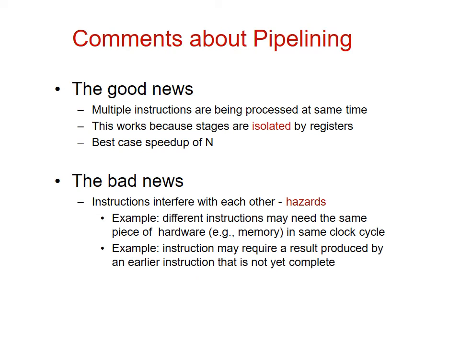Pipelines have some good news and some bad news. The good news is multiple instructions are being processed at the same time, and that works because stages are isolated by registers, giving a best-case speedup of n. But the bad news is instructions interfere with each other. That's called a hazard. For example, different instructions may need the same piece of hardware in the same clock cycle. Another example is an instruction may require a result produced by an earlier instruction that is not yet completed.